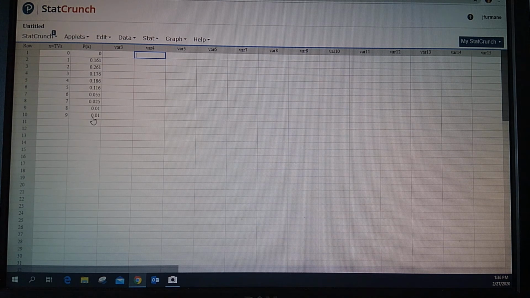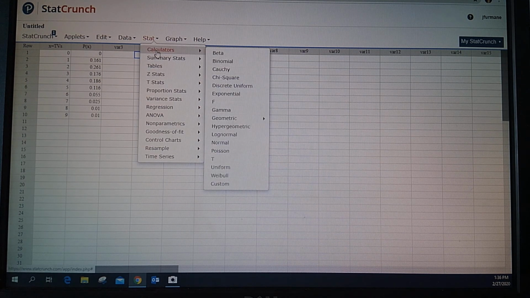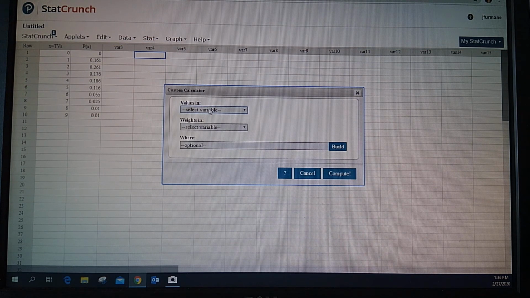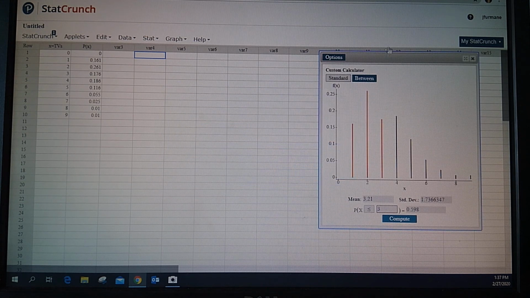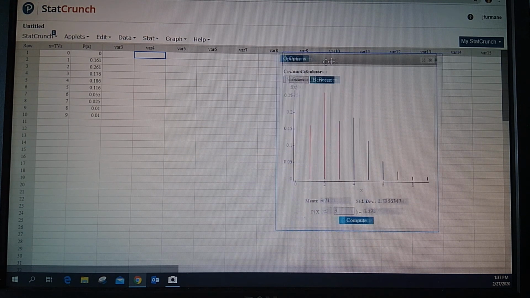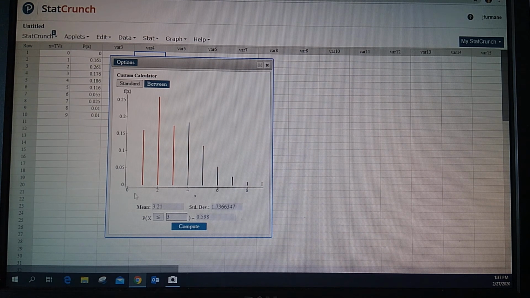Then we're going to go to Stat, Calculator, and we're going to do Custom. We're going to do a custom calculator because it's going to calculate the average based on different weights, so you have to customize the average calculator. My values are in the X column, which is what I named it up here. My probabilities are going to be in the weights column, which is here. And when I compute this, you're going to get a histogram, which is going to look very similar to the histogram that we already created in our lecture notes.